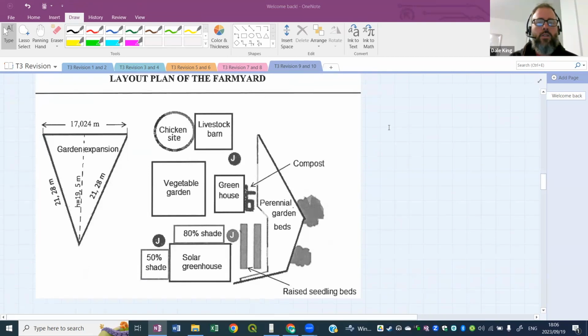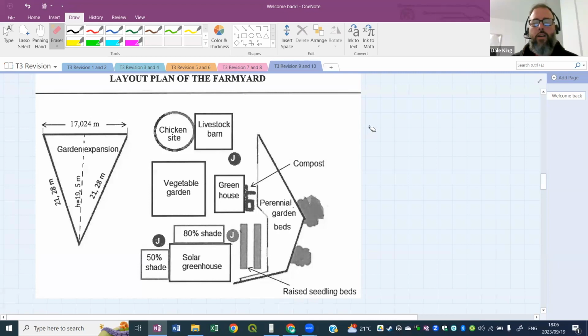We're just seeing a diagram here of the farm. So we've got all kinds of different sections of the farm. We've got perennial garden beds over here at the bottom right-hand side. We've got a greenhouse in the middle. We've got a vegetable garden, solar greenhouse, a livestock barn, a chicken site. And then on the left here, we've got a garden expansion with a whole lot of dimensions on it. Obviously, they're going to ask us questions on the garden expansion. And we've got little circles with J in them. These are apparently JoJo tanks, but we're not really going to answer many questions on this.